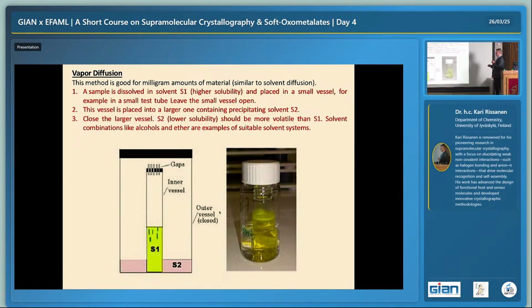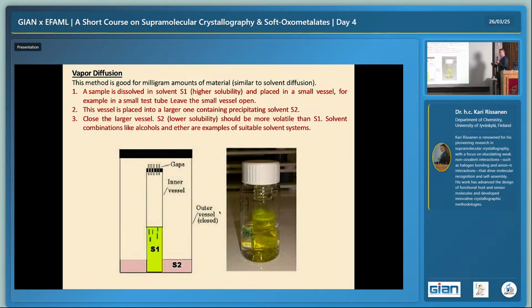And this is a very neat technique because it's closed. You can see, and this is real life, so this is about 3 centimeters, 4 centimeters. You can see there is a cap-closed bottle. Inside that, there is a smaller one. There are no holes, that's open. There is a yellow S1 solution surrounded by S2. And now, in this area here, the crystals are growing.